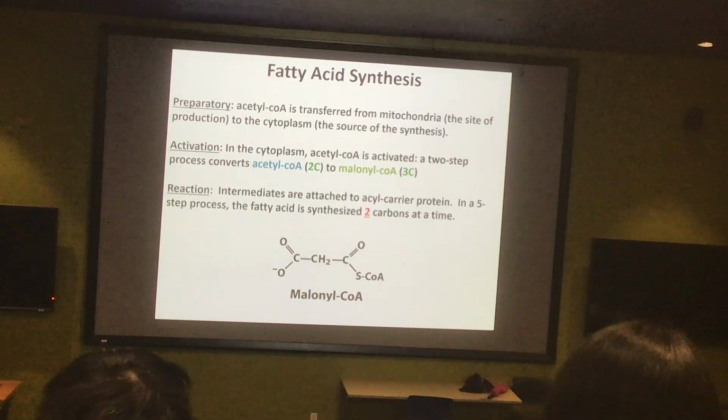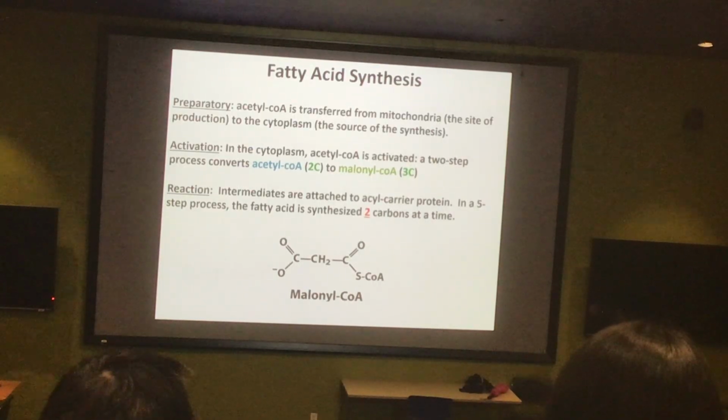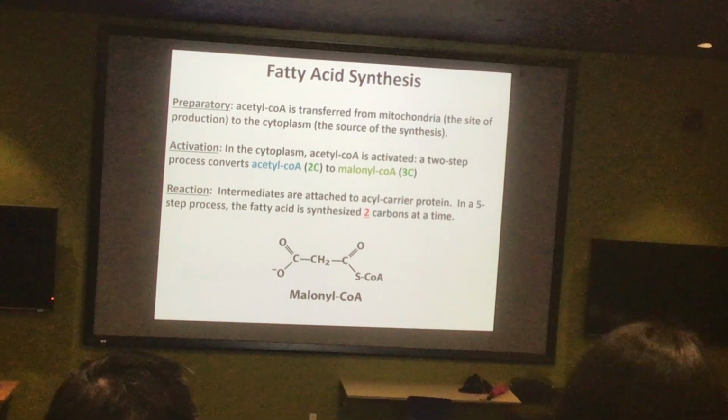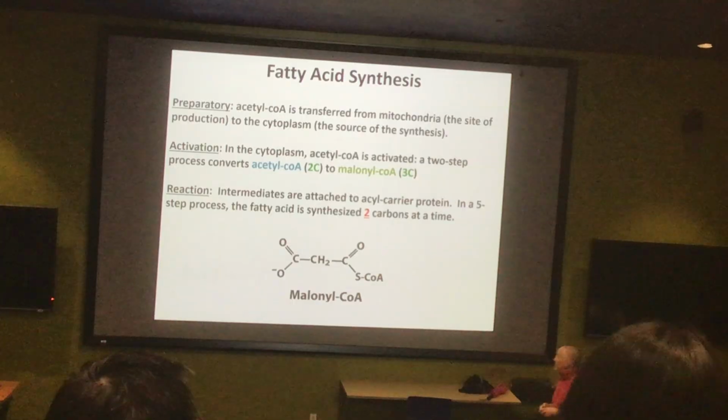This is really what I'm talking about. This is the preparatory phase. We have lots of acetyl-CoA in the mitochondria, and we need to send it out into the cytosol, because that's where the synthesis is actually going to take place.